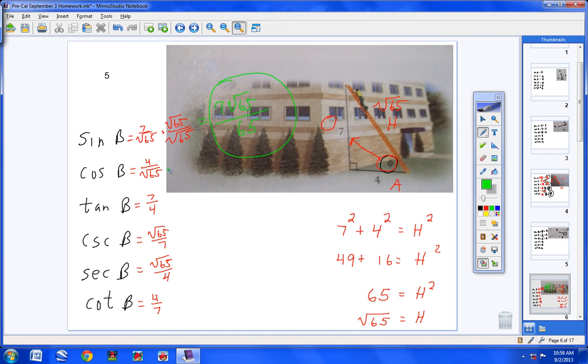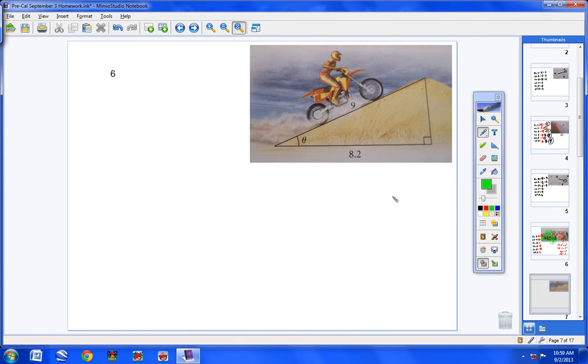Now, same thing here. I'm going to multiply the top and the bottom by the square root of 65 over square root of 65. And if I do that correctly, 4 times the square root of 65 is 4 square root of 65, and square root of 65 times square root of 65 is 65. Can you reduce 7 and 65? No, you can't reduce. There's no number that goes into them. And there's no number that goes into 4 and 65 evenly. So there are your two answers. I hope that helps. Let's take a look at number 6.